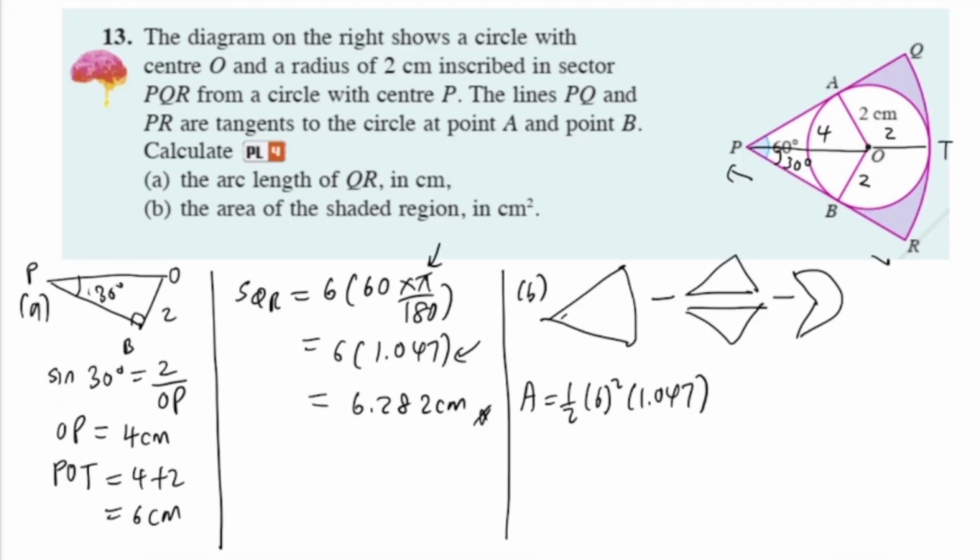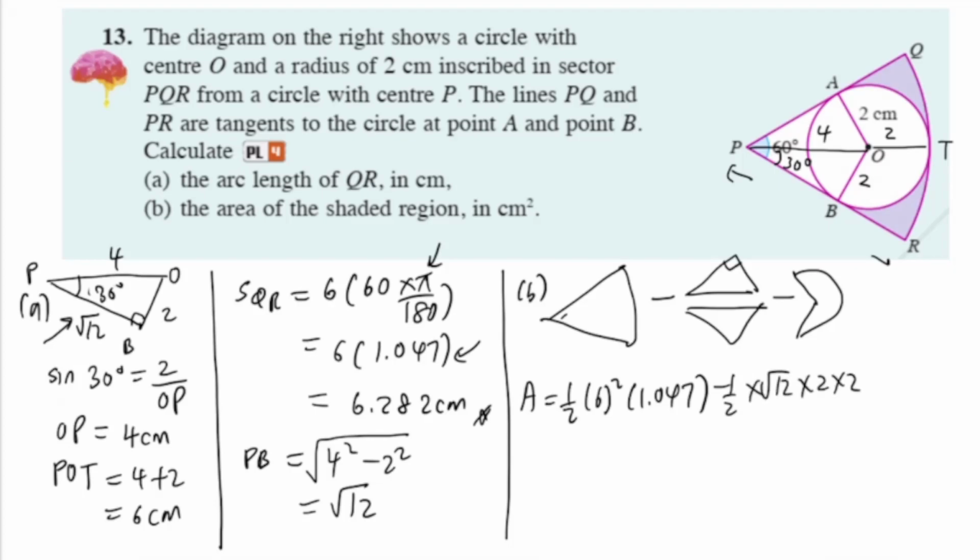All right, and you minus area of triangle. This triangle, we can actually find the length of PB first. Look at this triangle here. Your PB, since I know this is 4, I use Pythagoras. 4 squared minus 2 squared, square root of 16 minus 4, square root of 12. I would find this first as square root 12. So I can use half times base times height, times 2 because I have 2 triangles.